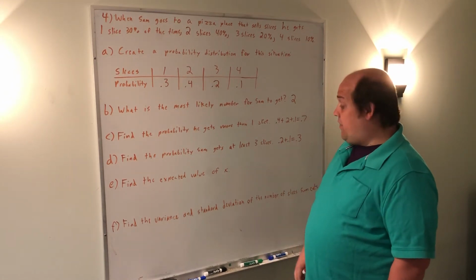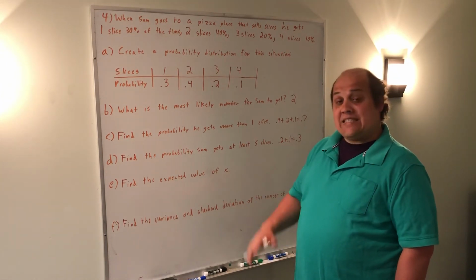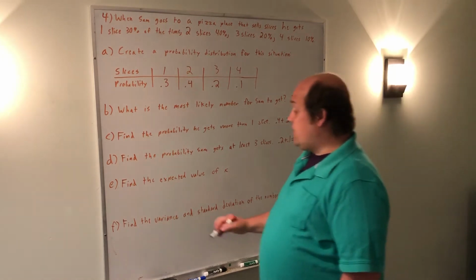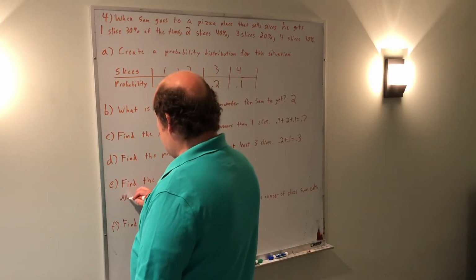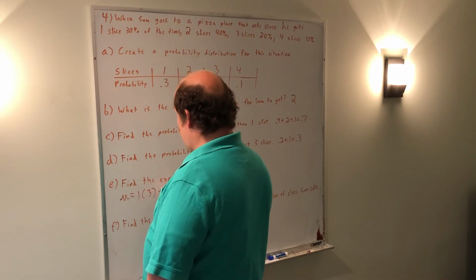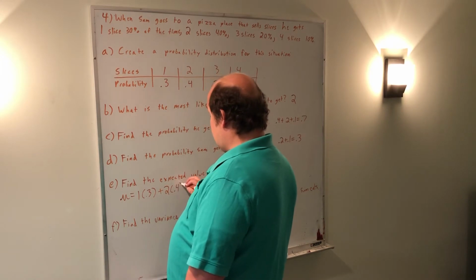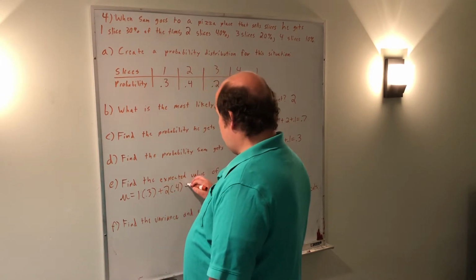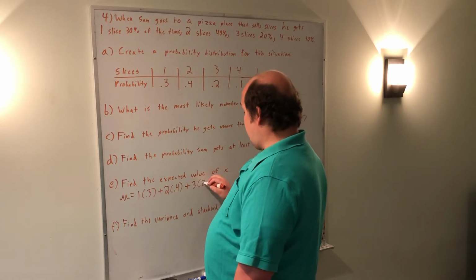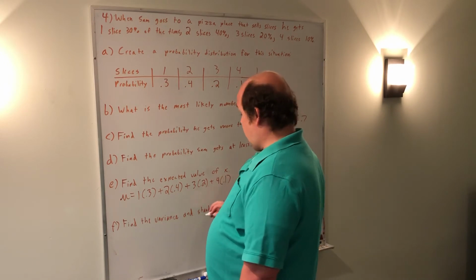Part E asks us to find the expected value of x. Remember, expected value means the same thing as mean in this context. So it's really asking me, what's the mean of the table? To find that, I'm going to take each table entry and multiply it by its associated probability, then add them all together. So 1 slice is probability 0.3, plus 2 slices with probability 0.4, plus 3 slices with probability 0.2, plus 4 slices with probability 0.1.